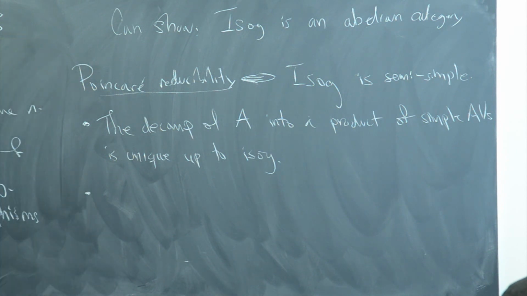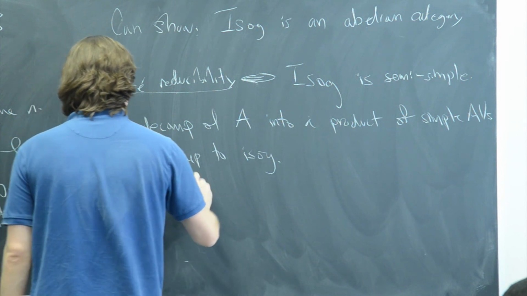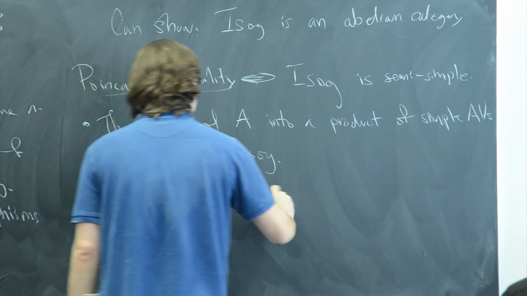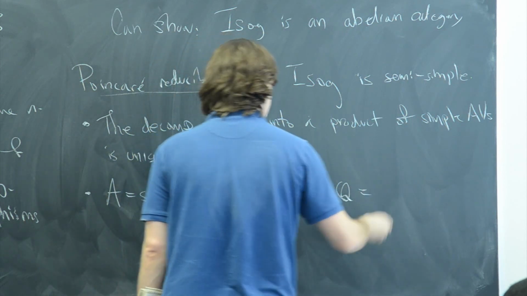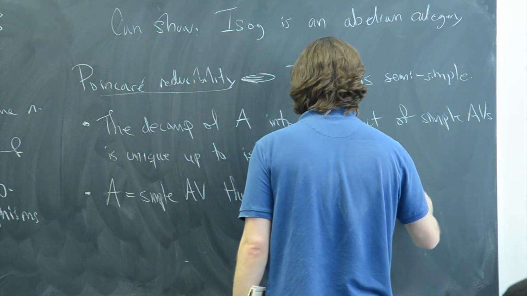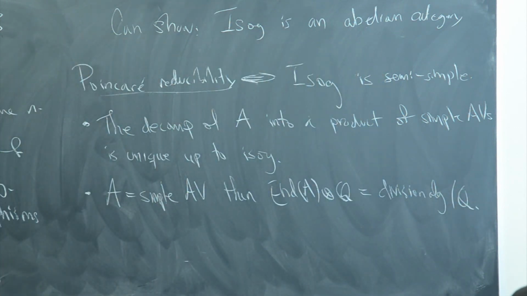And so the second consequence is that if A is a simple abelian variety, then if you look at its endomorphism ring, tensored with Q, this is a division algebra over Q. And again, whenever you have a simple object in an abelian category, and you look at its endomorphism ring, at least if that ring contains a field, then that ring is automatically a division algebra over that field, just for formal reasons.